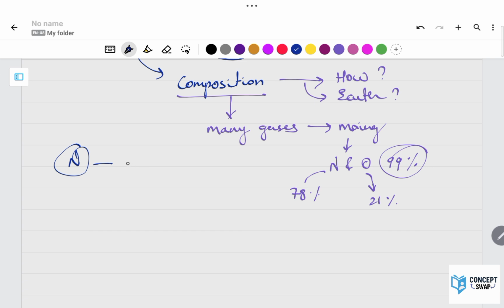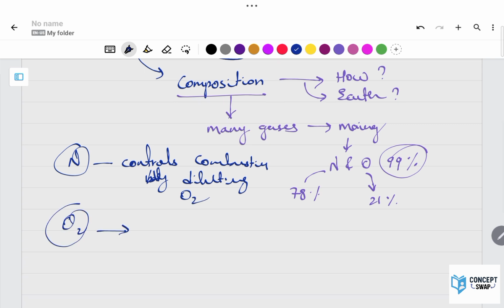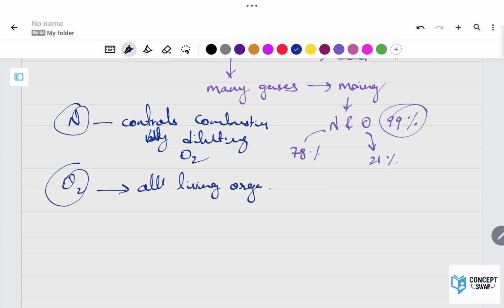Nitrogen controls combustion by diluting the oxygen. Oxygen also comes from all living organisms. Before the oxygen formed, there was just carbon dioxide, CO2, in the atmosphere. There are theories on how the atmosphere formed and how oxygen formed.